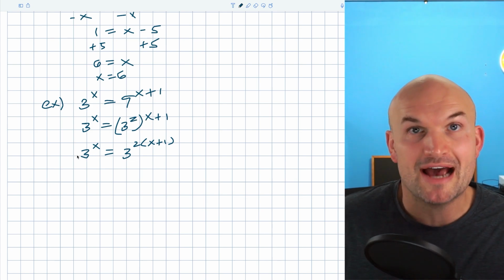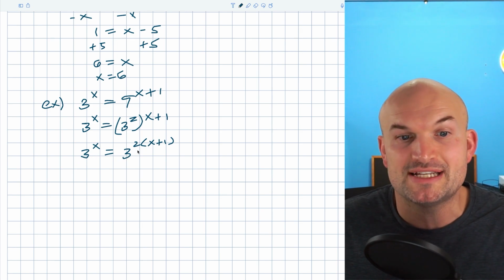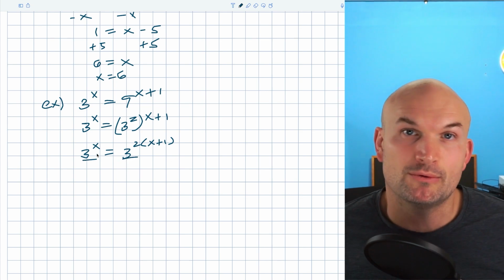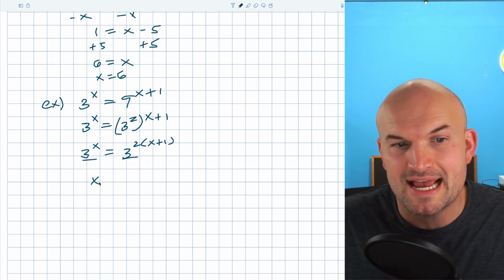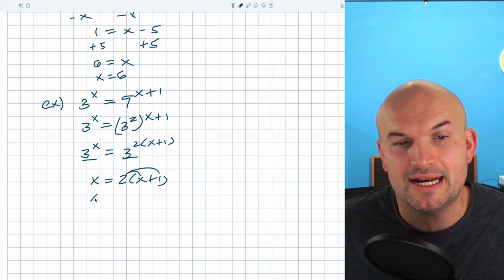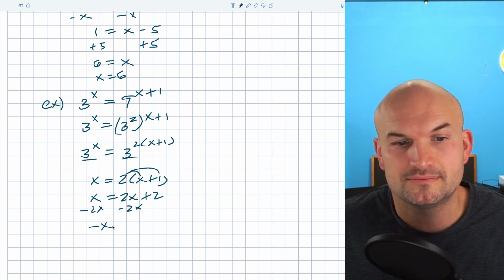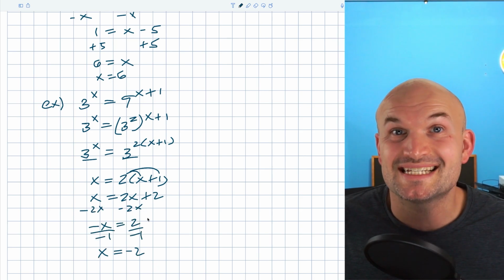So now you can see we have this original relationship that we are looking for. 3 raised to the x is equal to 3 raised to the 2 times x plus 1. Same bases, only one exponent on each side. So now I can just say x equals 2 times x plus 1. Now go ahead and apply my distributive property and I get x equals 2x plus 2. And now you can just go ahead and solve. And you can see here x is going to equal negative 2.